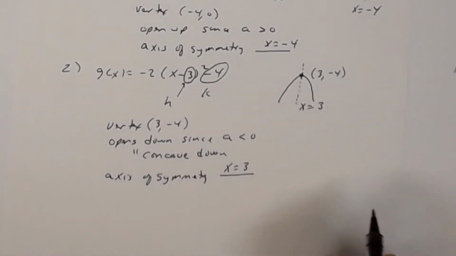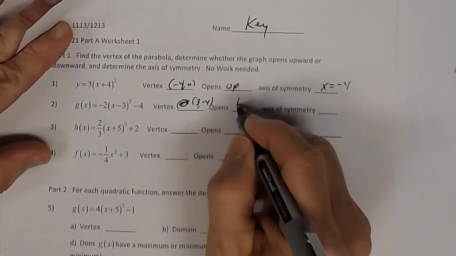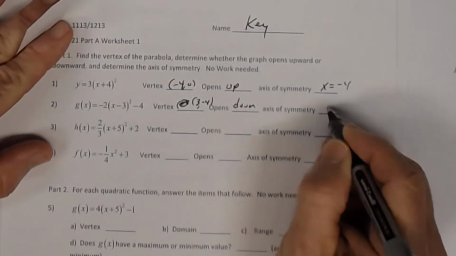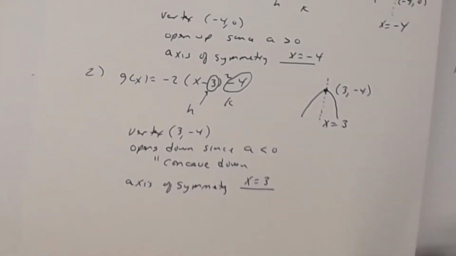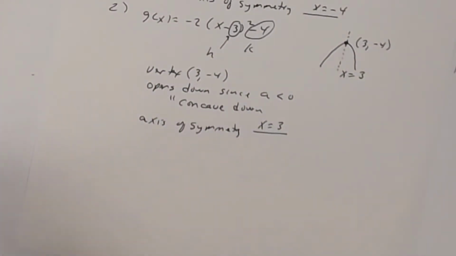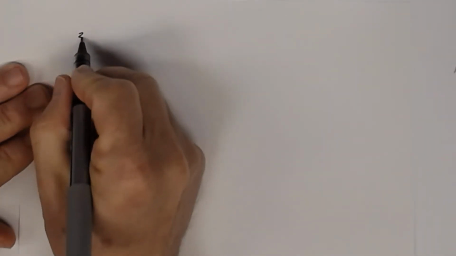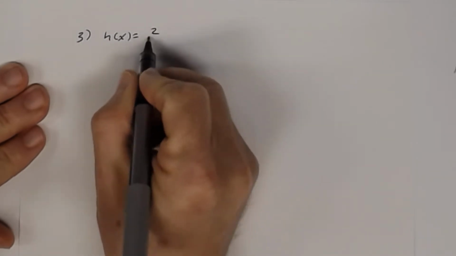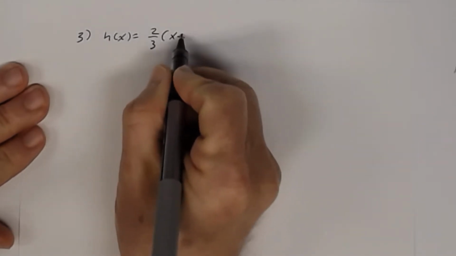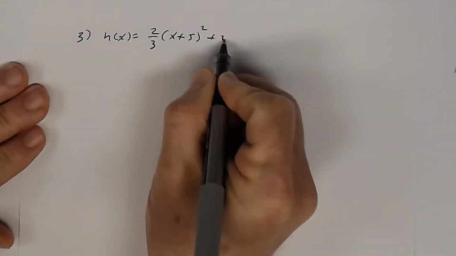All right, so that was number 2. So let me go ahead and finish this. Number 2, it opens down, and the axis of symmetry is x equal 3. All right, number 3. So number 3, we have h of x is equal to 2/3 times x plus 5 squared plus 2.